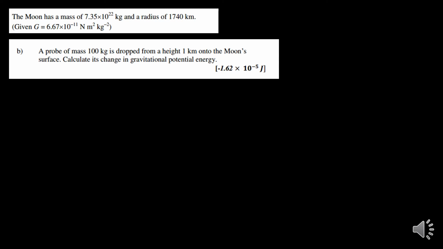The moon has the same mass of 7.35 × 10^22 kg. Now the probe of mass 100 kg is dropped from a height of 1 kilometer onto the moon's surface. So this is the planet, and this is the probe. The first position of the probe is the initial position, here. This is R initial, and then R final is from here to here. Why? Because the probe moves from 1 kilometer to the moon surface.